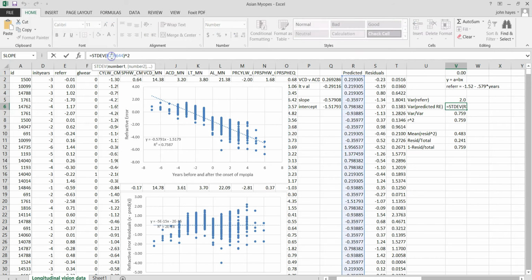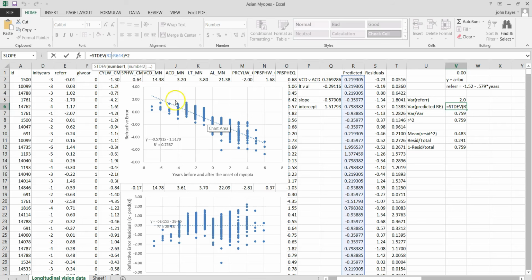is this: refractive error equals the constant plus the slope times the x, which is years in this case. 0.579 is the slope. So for every year you get a change in myopic years following the child, you get a negative about half diopter. And then you add to that this intercept, and that gives you the predicted value for refractive error on any particular year. And that's this straight line.